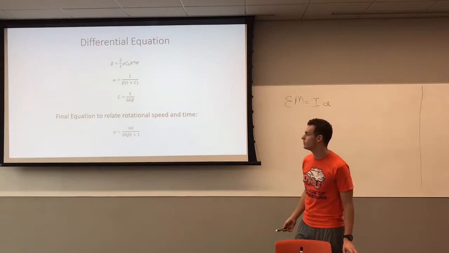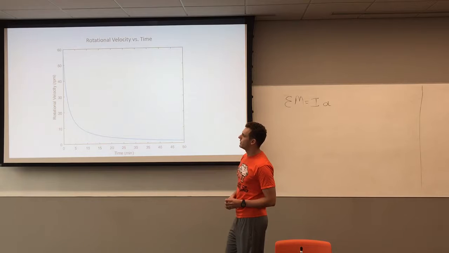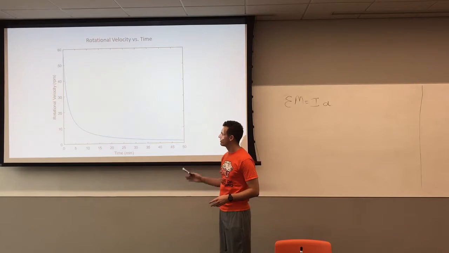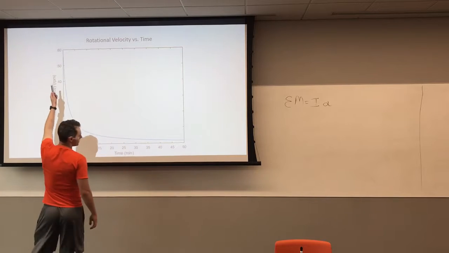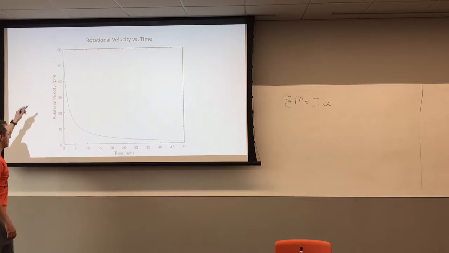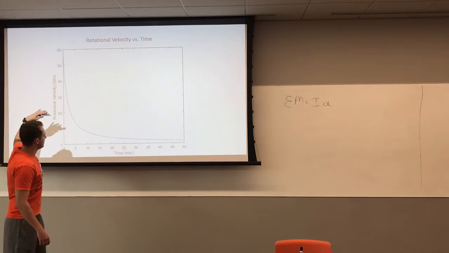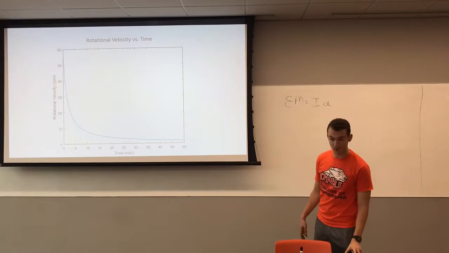And when we plug that equation into MATLAB, we get a figure that looks similar to this, where it starts at 60 RPMs and it's approaching 0, and it has a kind of exponential shape to the figure here.